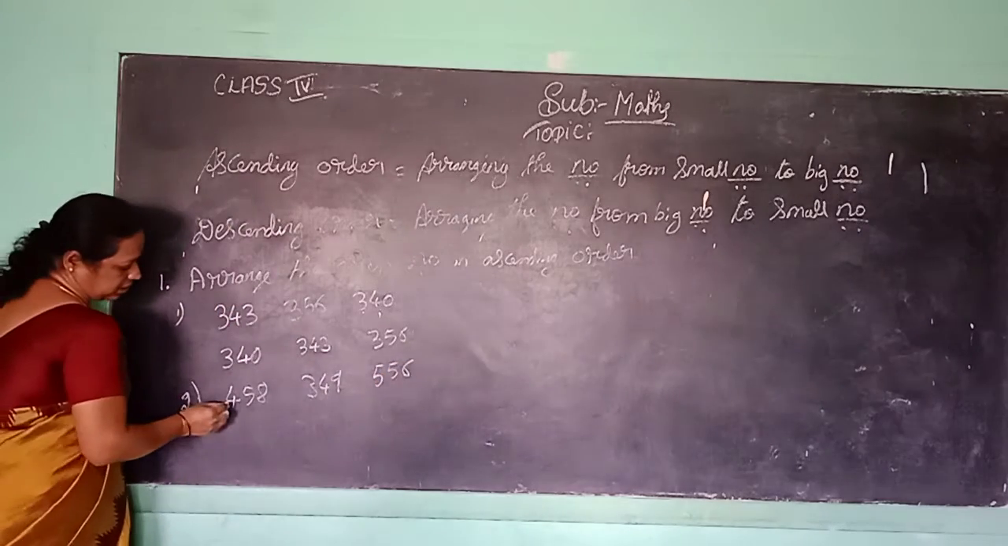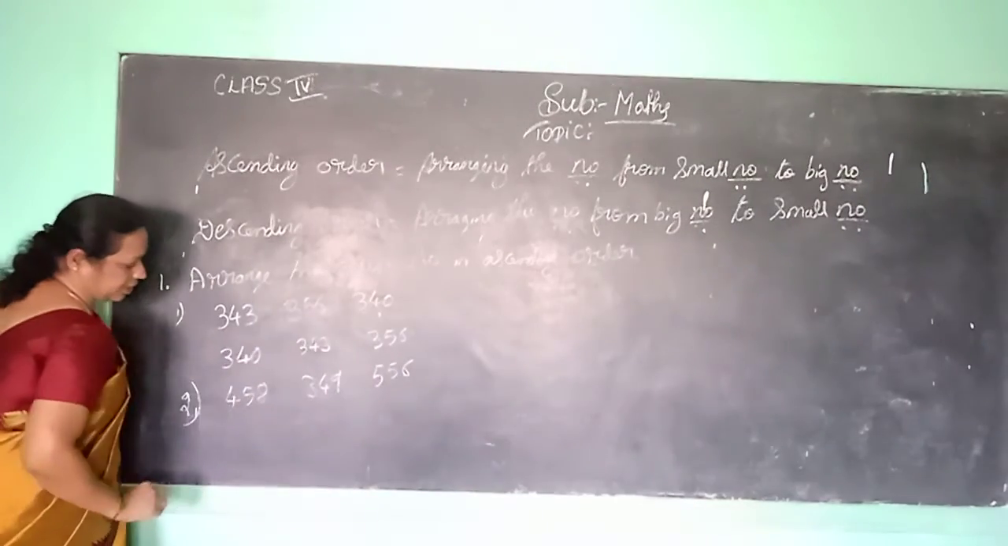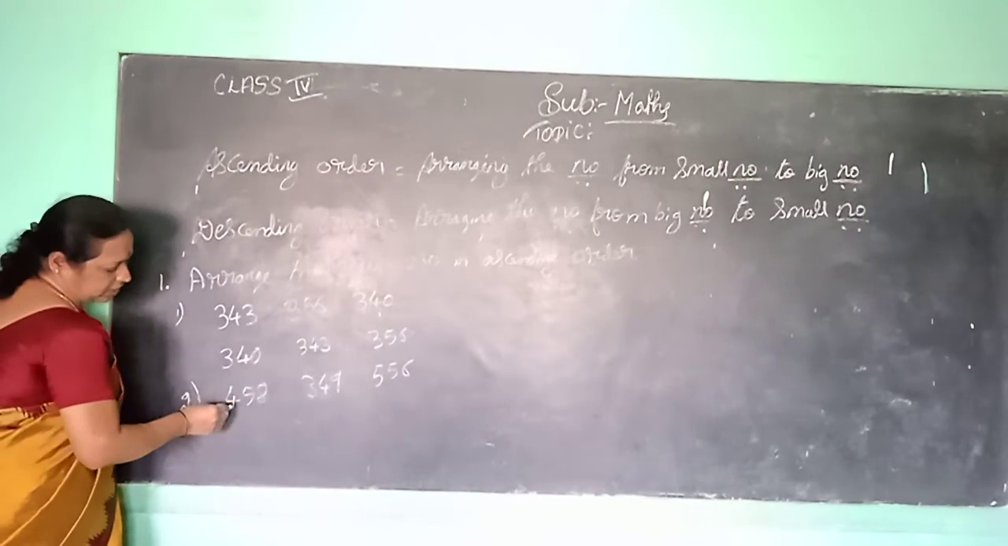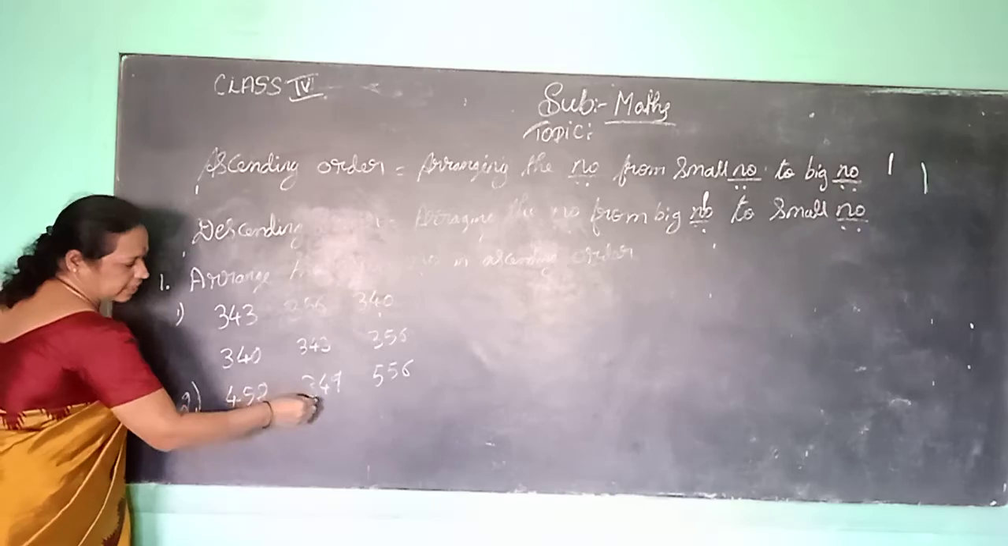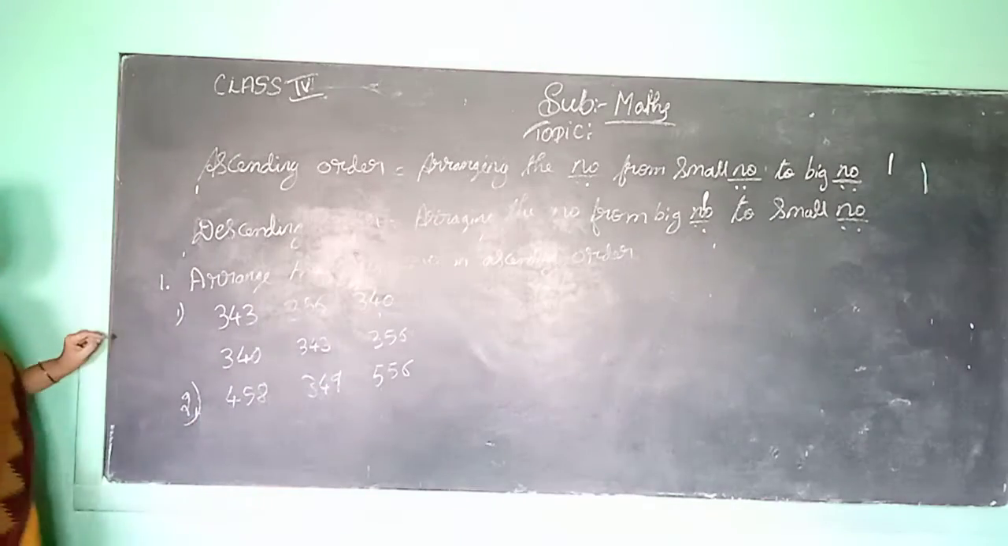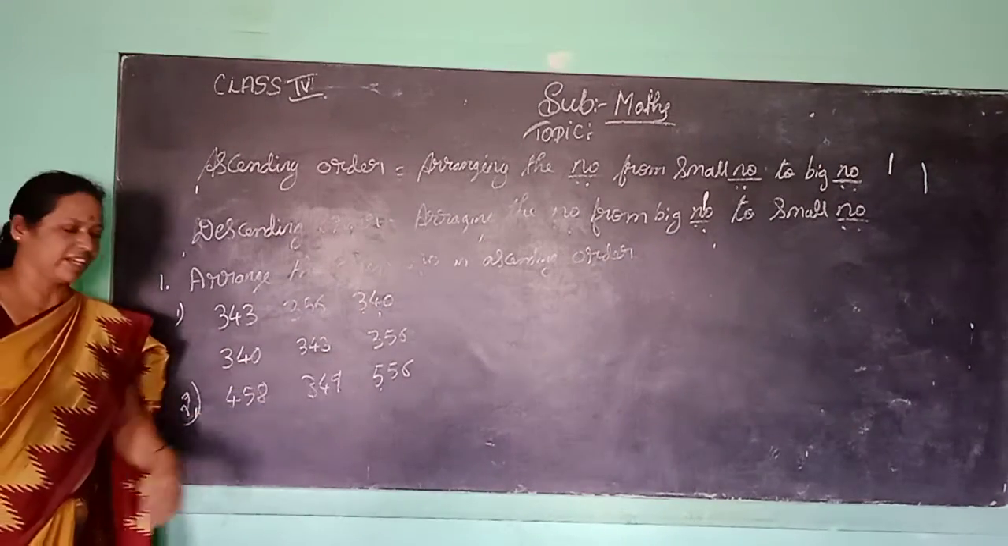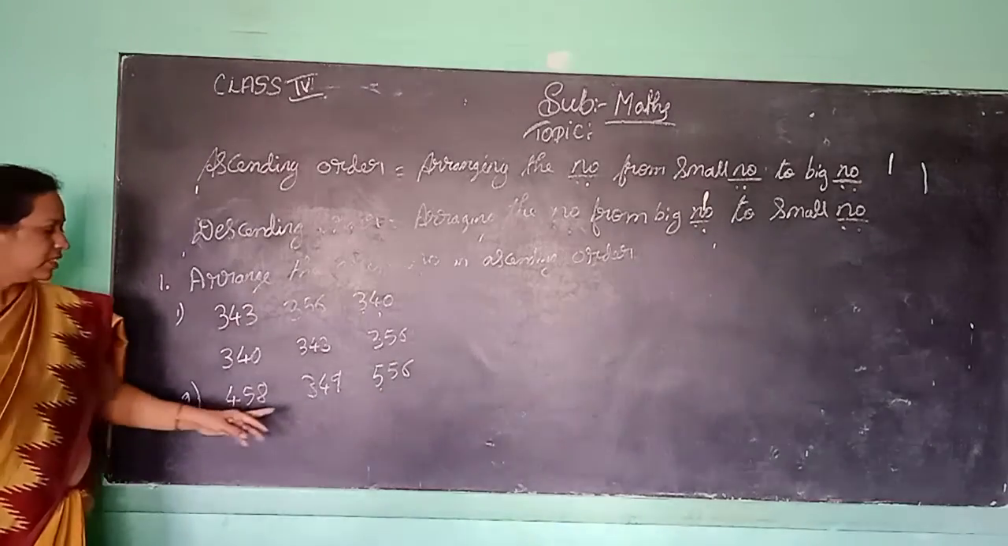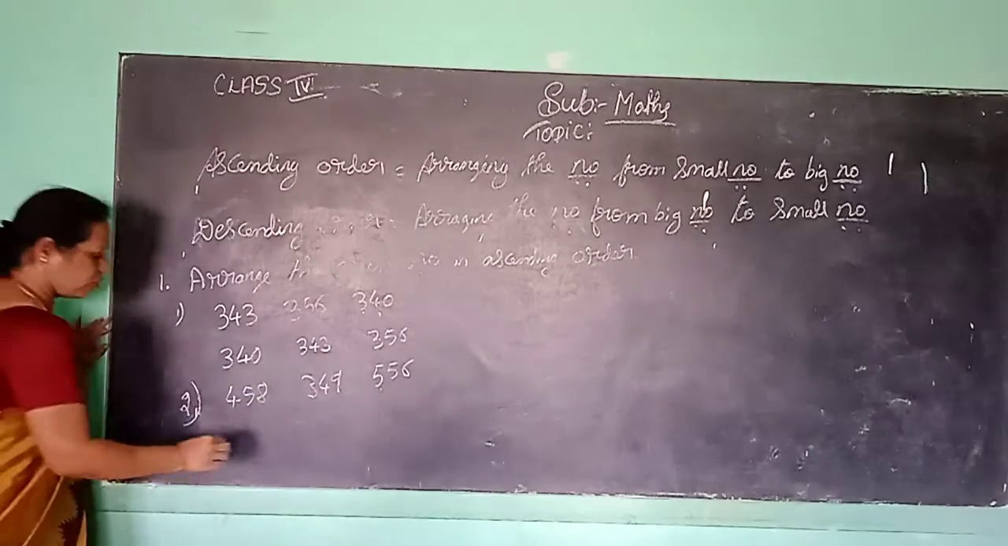You have seen the numbers, all are three digits only. First see the hundreds place. Here 400, here 300, here 500. Which is smaller? 4, 3, 5. Which one is the smallest number? 3. So write 349 first.